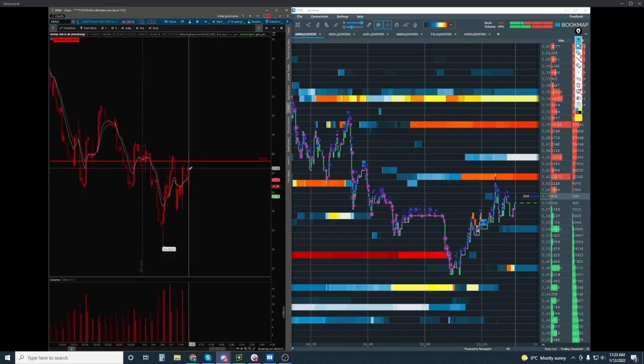All right, so today we are inside the previous day range. Looking at the 5 minute chart.